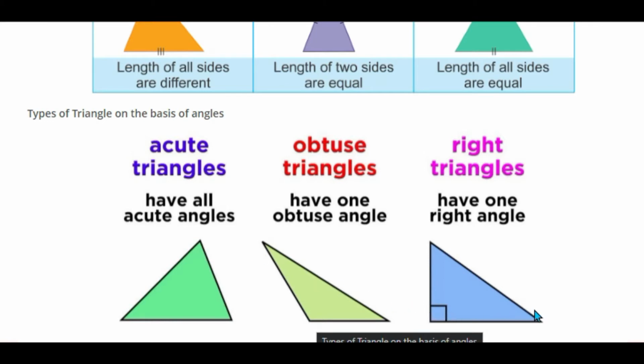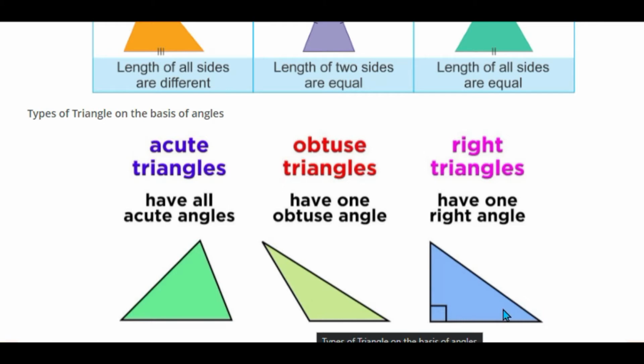Whereas a right angle is shaped like an L, and this L is joined with the line. So this part is known as the perpendicular, this part is known as the base, and this part is known as the hypotenuse. We will also discuss this later.